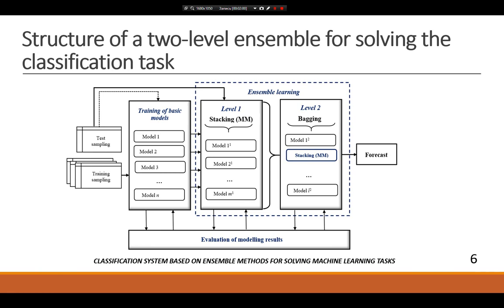Structure of a two-level ensemble for solving classification tasks. To solve the forecasting task, a two-level ensemble learning structure was proposed, as shown in Figure 1. The ensemble structure consists of a base model training unit and a two-level ensemble training unit, each of which interacts with a model quality assessment unit. The models with high bias are selected for the first level of ensemble learning, and the models with high variance are selected for the second level of machine learning.